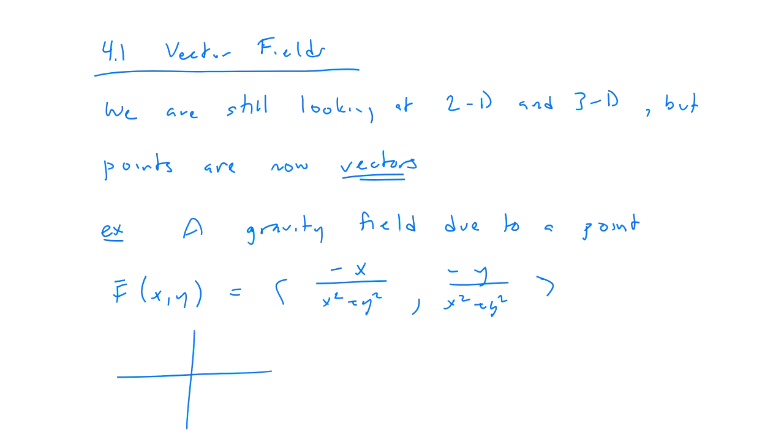And what's happening here, let's assume that the point mass is at the origin. When I put that in and get the negative 1, 0, so if I put in 1, 0, I get a vector that's pointing towards the point mass. And if I put one here, I get a vector that's pointing to the mass, and so on. And this is called a vector field because instead of points, we're thinking of them as vectors.